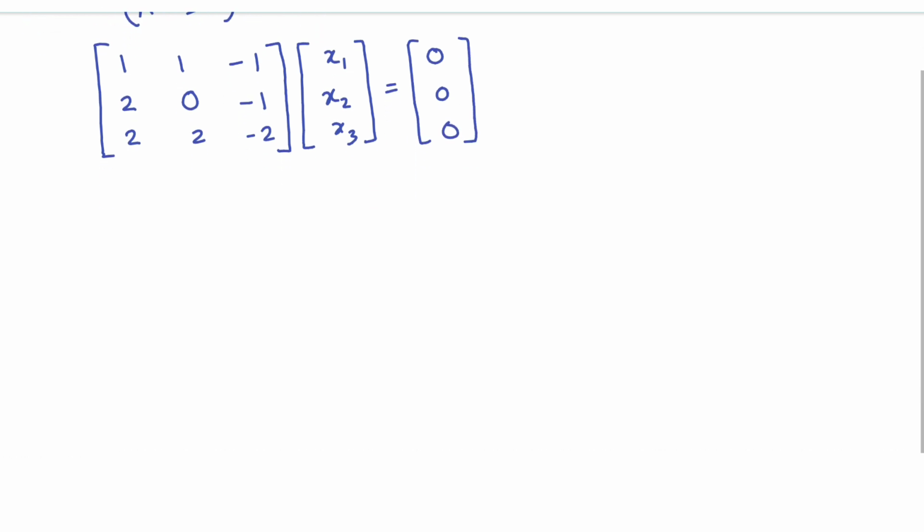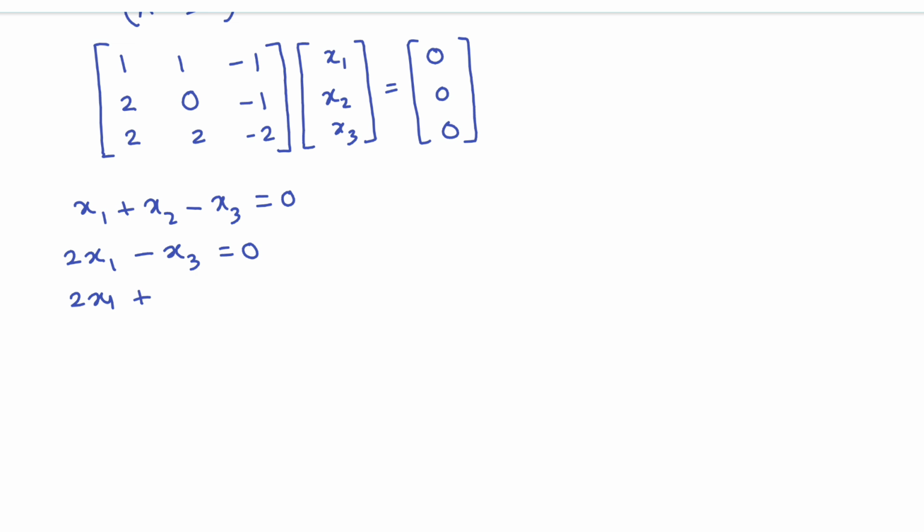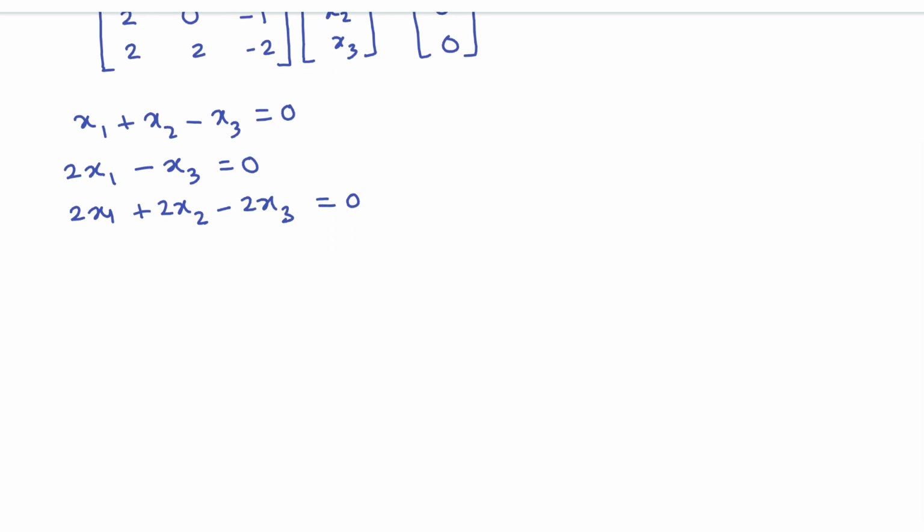Okay, so what will be the system of equations? x1 plus x2 minus x3 equals 0. 2x1 minus x3 equals 0, and 2x1 plus 2x2 minus 2x3 equals 0. So the coefficient matrix is [1 1 -1; 2 0 -1; 2 2 -2].